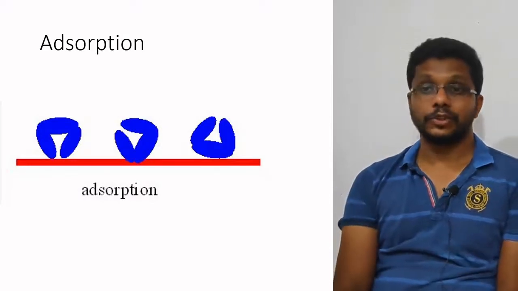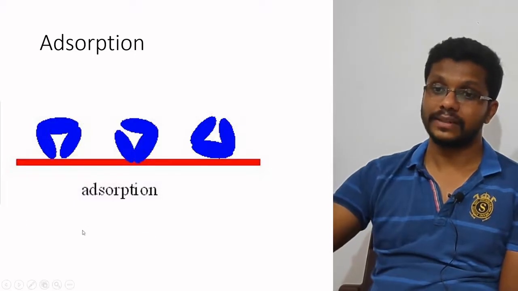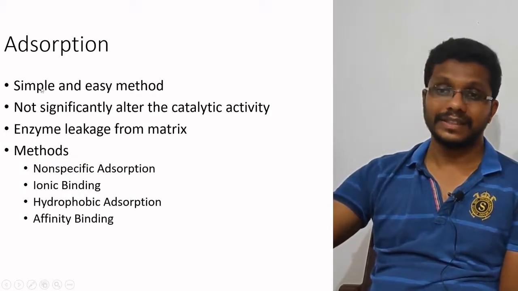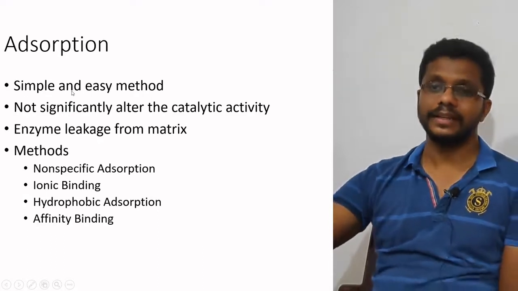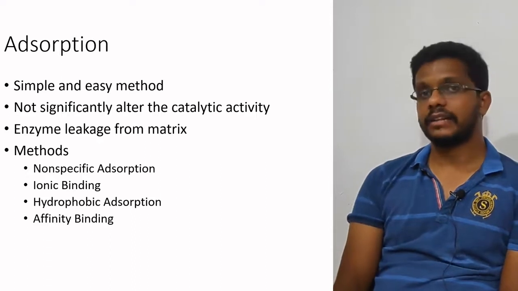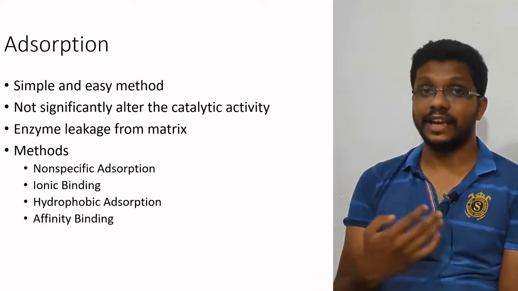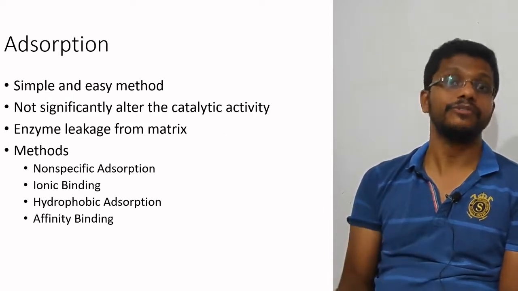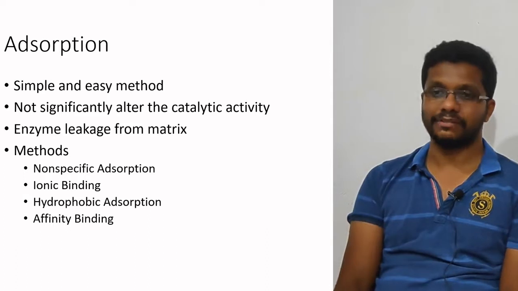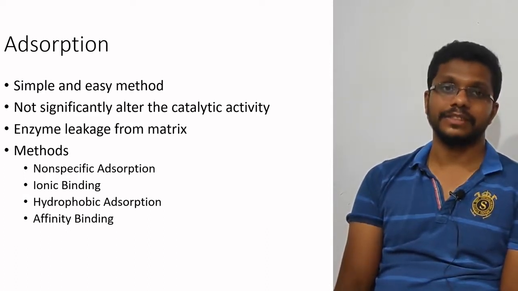The first method is adsorption. The enzymes are adsorbed to the solid support due to non-covalent interaction. It's a simple and easy method. It does not significantly alter the catalytic activity. If we are doing covalent binding or cross-linking, it will actually affect the enzyme activity because we are modifying the covalent bonds of the enzyme. But in this case, it is not affected. The disadvantage is that the enzyme can leak from the matrix because it is a non-covalent interaction.